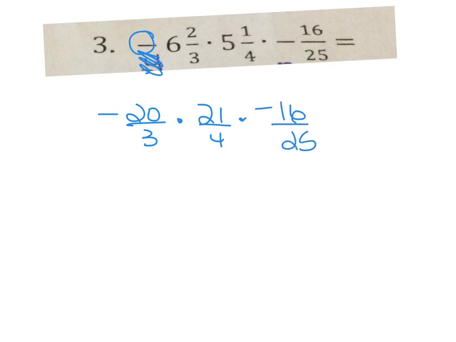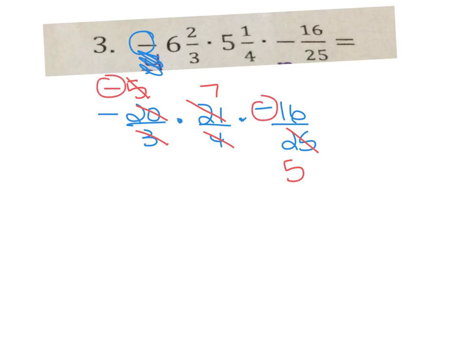Okay, at this point, I'm ready to do some simplifying, so let's see here. And you may not have simplified the same way I'm going to. 3 goes into 21 7 times. 4 goes into 20. I'm going to have a negative 5 left. Let's see here. 5 can go into 25 5 times. Of course, I still have that negative, and I have a negative here.